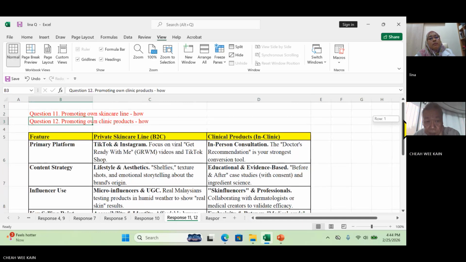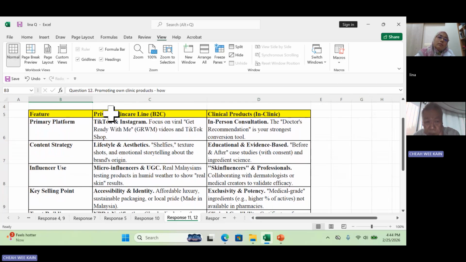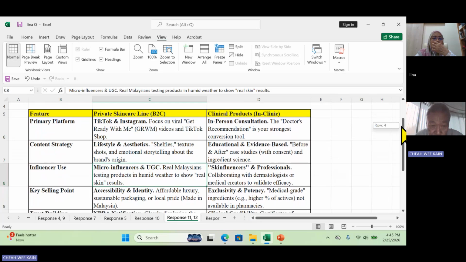Okay, promoting skincare, how to do? There are two: one is skincare and one is clinical products. If you're looking at skincare, business to consumer, you don't sell to another company or retail. You sell to consumers, so you should be using primarily TikTok and Instagram. Focus on get-ready-with-me videos and a TikTok shop. Your strategy will be based on lifestyle and statistics. Use micro influencers, but you have to pay, unfortunately.